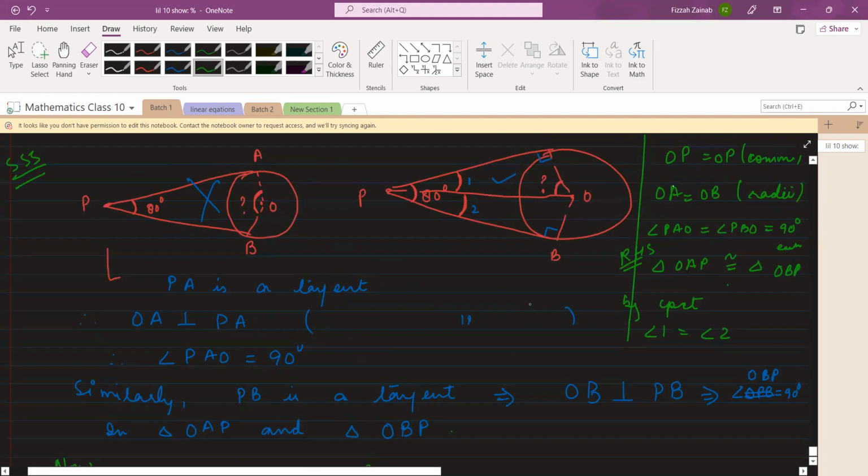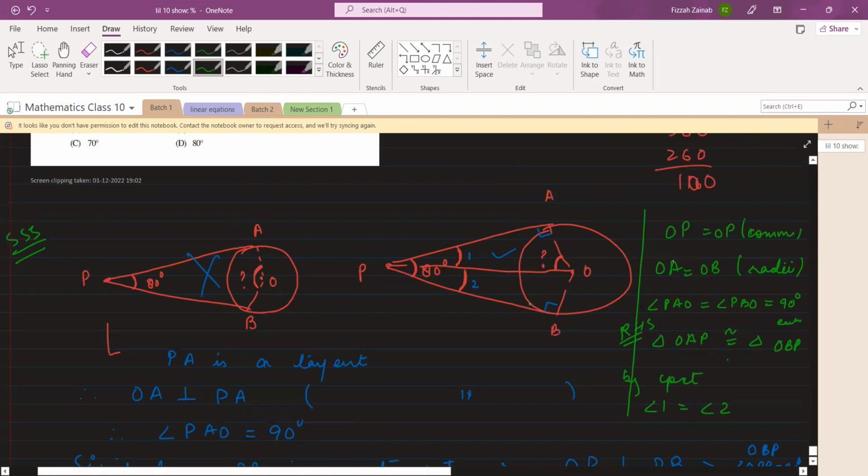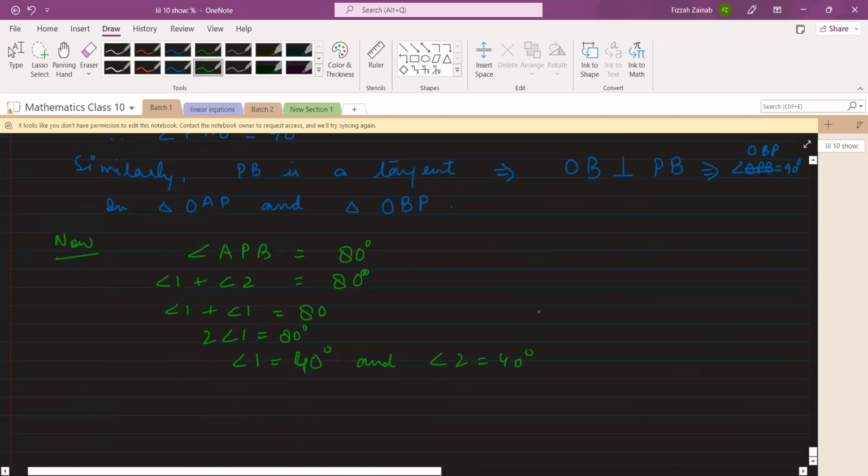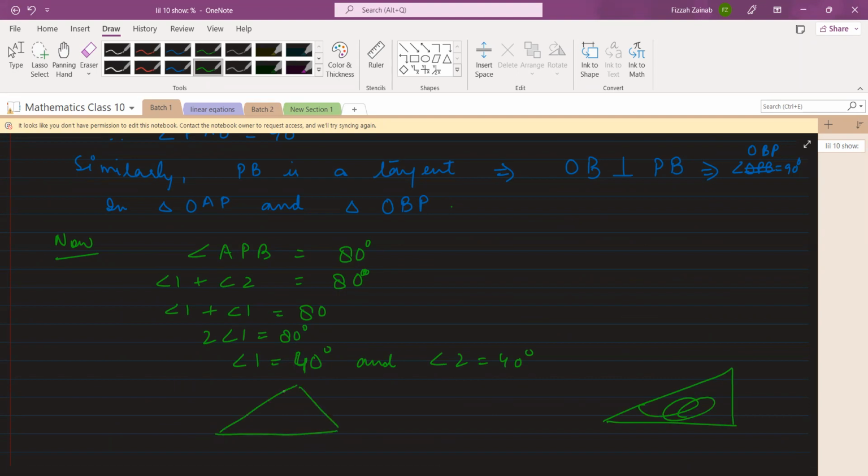Now you come to this triangle AOP, right? So one angle is 40, POA. Now this is the triangle. This angle is 90, right? So this is PAO. So you have to find this one. And this you have got 40. This is 90.